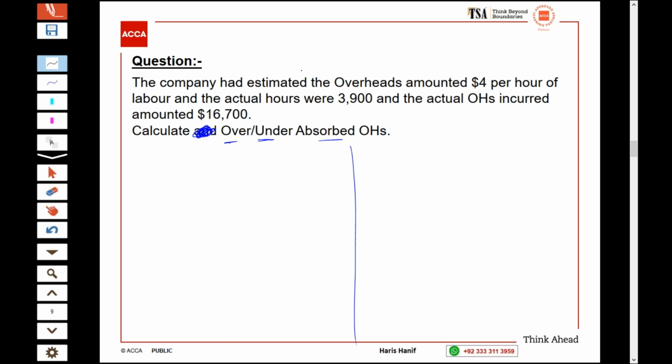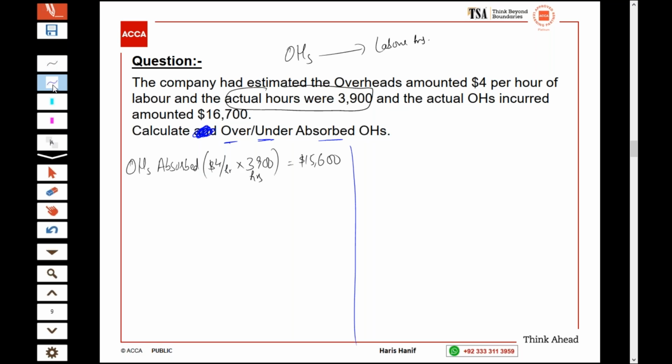Now see, there are no units. Now the overheads are being absorbed on labor hours because we do not have units. So how will you be accounting for the overheads absorbed? The rate is 4 per hour, multiplied by the actual hours, 3900. So the amount of the overhead absorbed is 15,600.